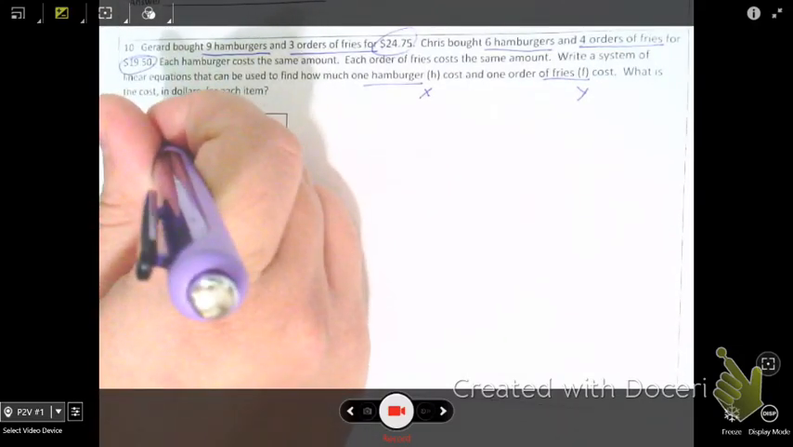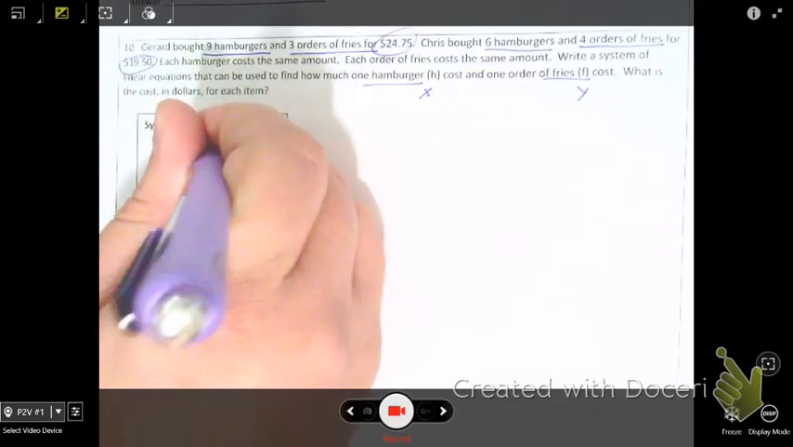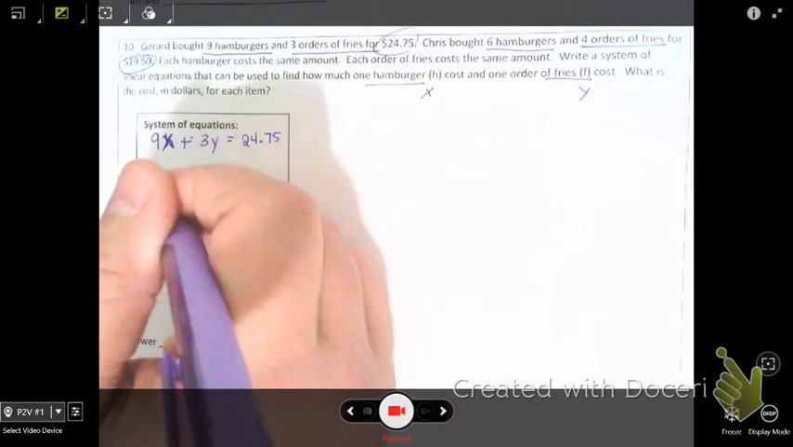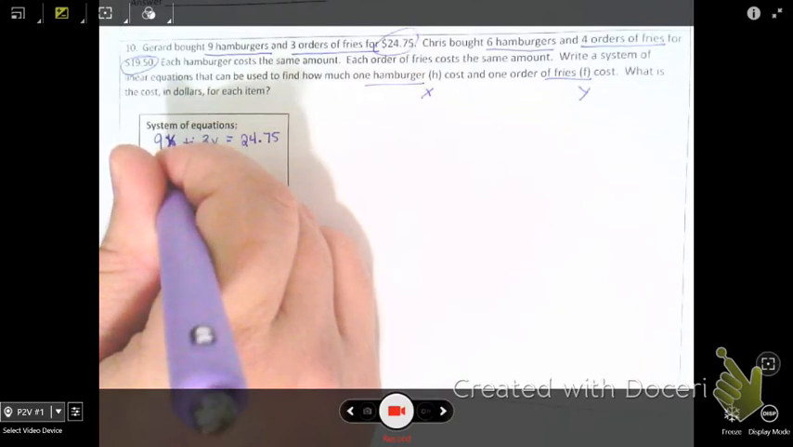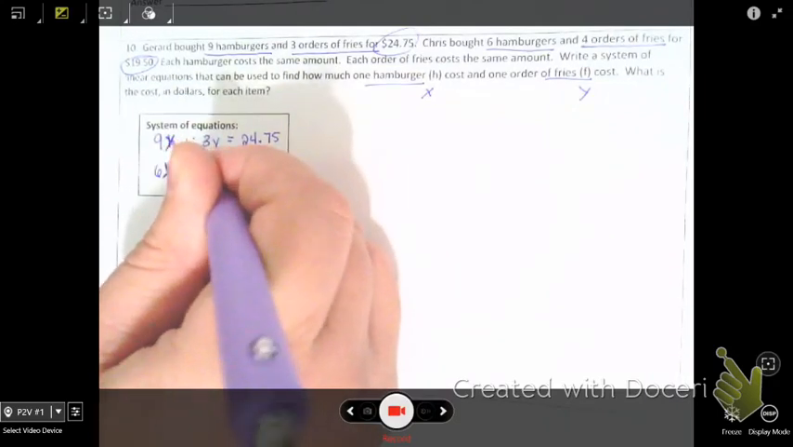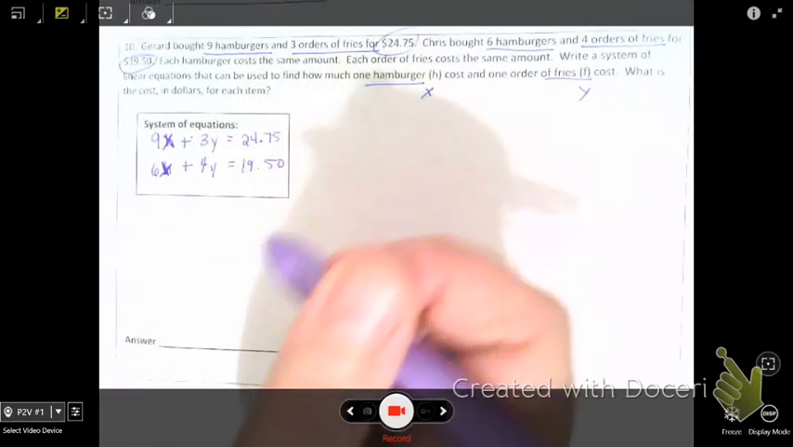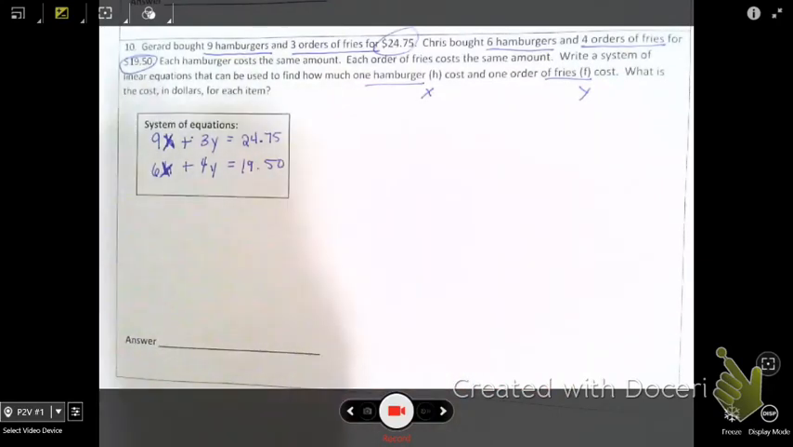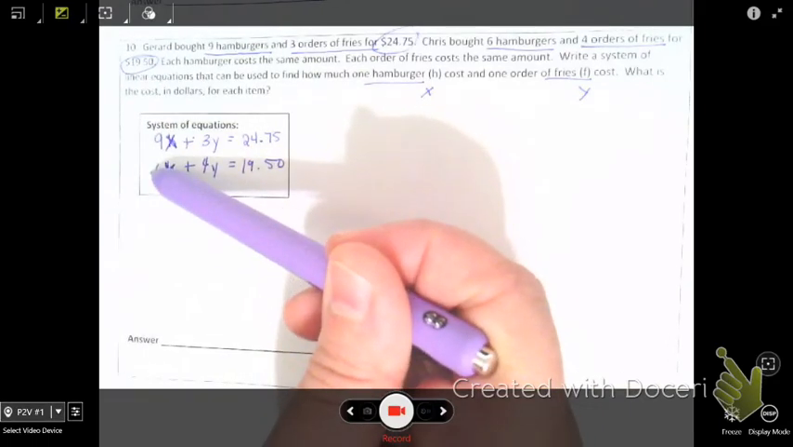So the resulting system of equations here would be 9x plus 3y is equal to $24.75. 6x plus 4y is equal to $19.50. This one's going to take you a little bit of practice. This one's going to kind of stretch you a little bit. Multiply the top equation by 6, the bottom equation by a negative 9.